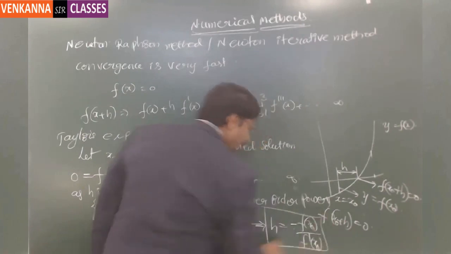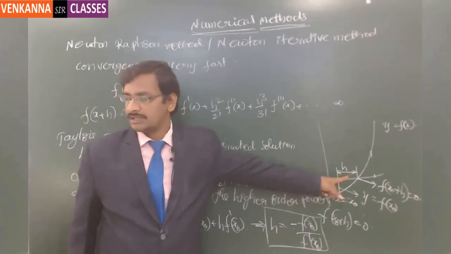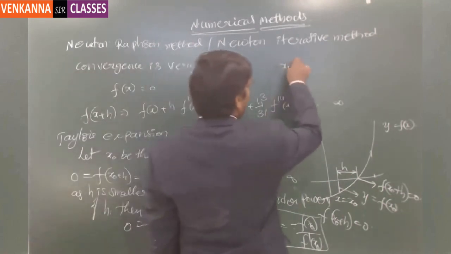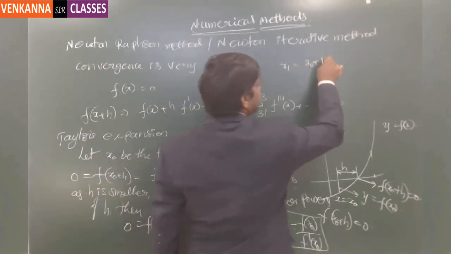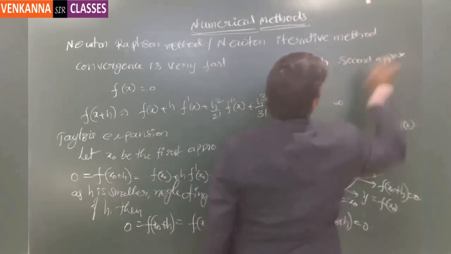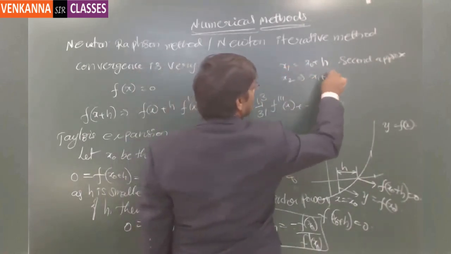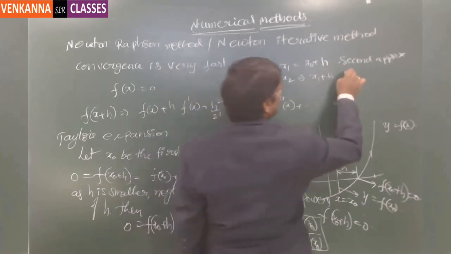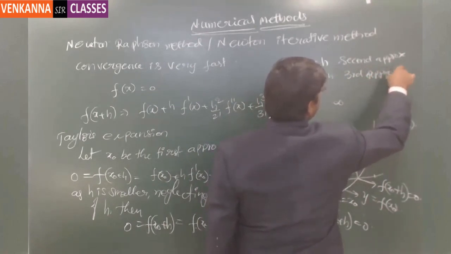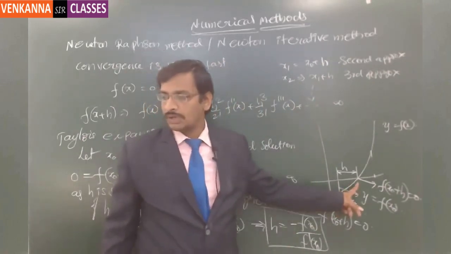Now this h value is an approximated root of the original function f of x. So this is located at a distance of x. This is the second approximation, where x1 is equal to x naught plus h. And from there you will get x1, then from there you can calculate x2 is equal to x1 plus h again. And this h value is the third approximation. So like this you can keep on approximating so that you will try to reach the location of the root ideally. Got it?